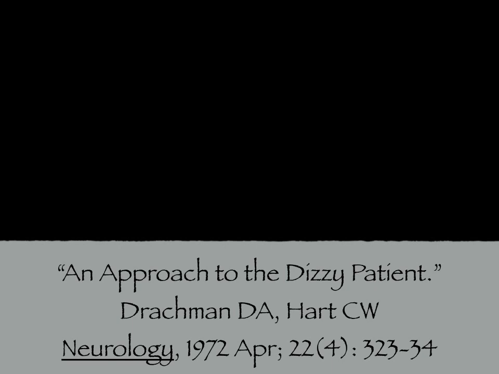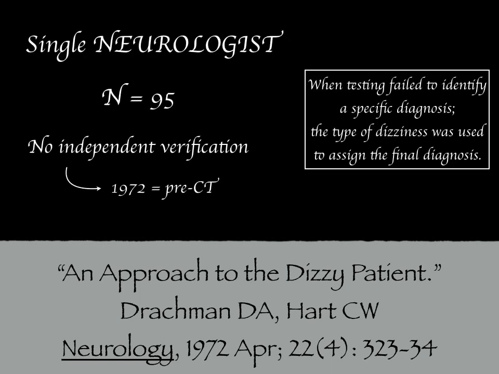So the initial study was a 1972 paper by a single neurologist, a guy named Drachman. And this was published in the Journal of Neurology. And in this study, he evaluated, ultimately after exclusions, 95 patients and established diagnoses. But realize that in this study there was no independent verification. And this was done in 1972, which was actually the year that the CT scanner was invented over in Britain. Which means there was no advanced imaging to support this guy's findings.